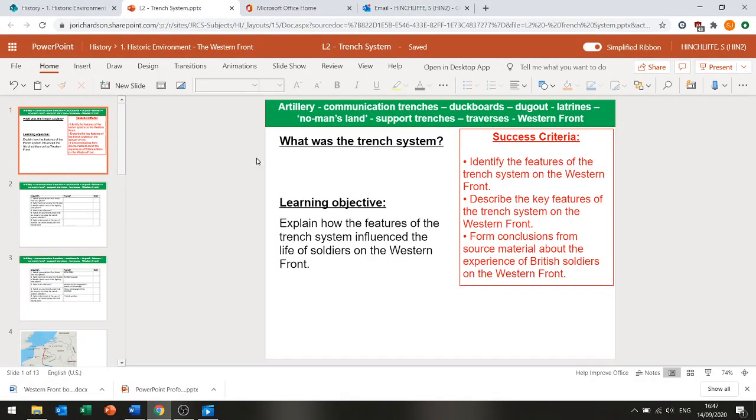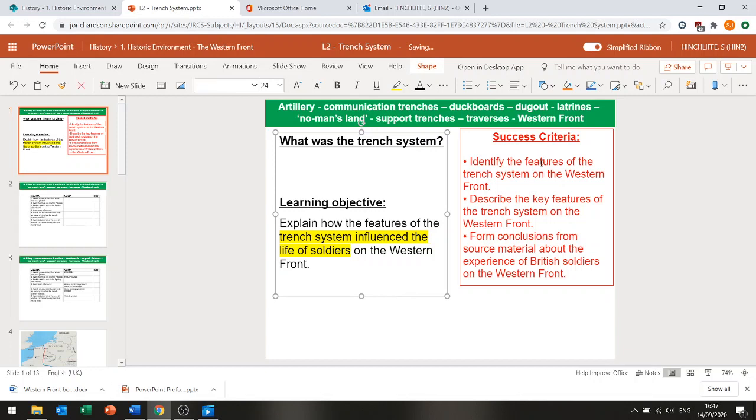So what we're going to look at today is the trench system, the formation of trenches that were used during the First World War, and we're going to explain how that system may have influenced soldiers' lives. That's the key thing we want to look at: how it influenced the life of soldiers on the Western Front.